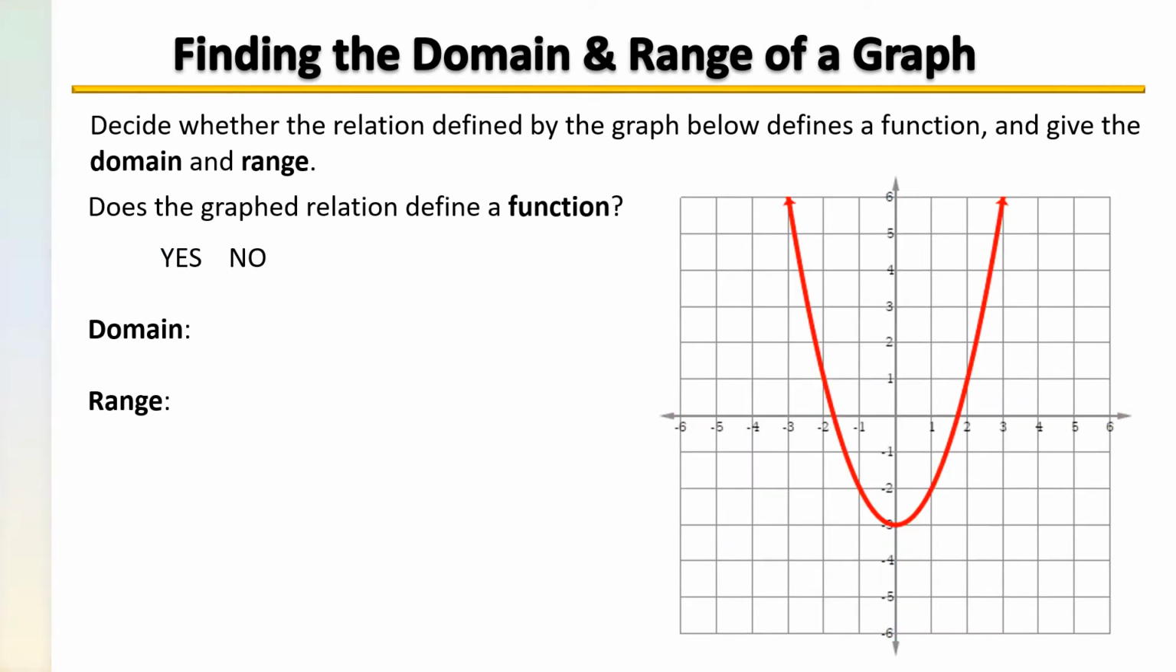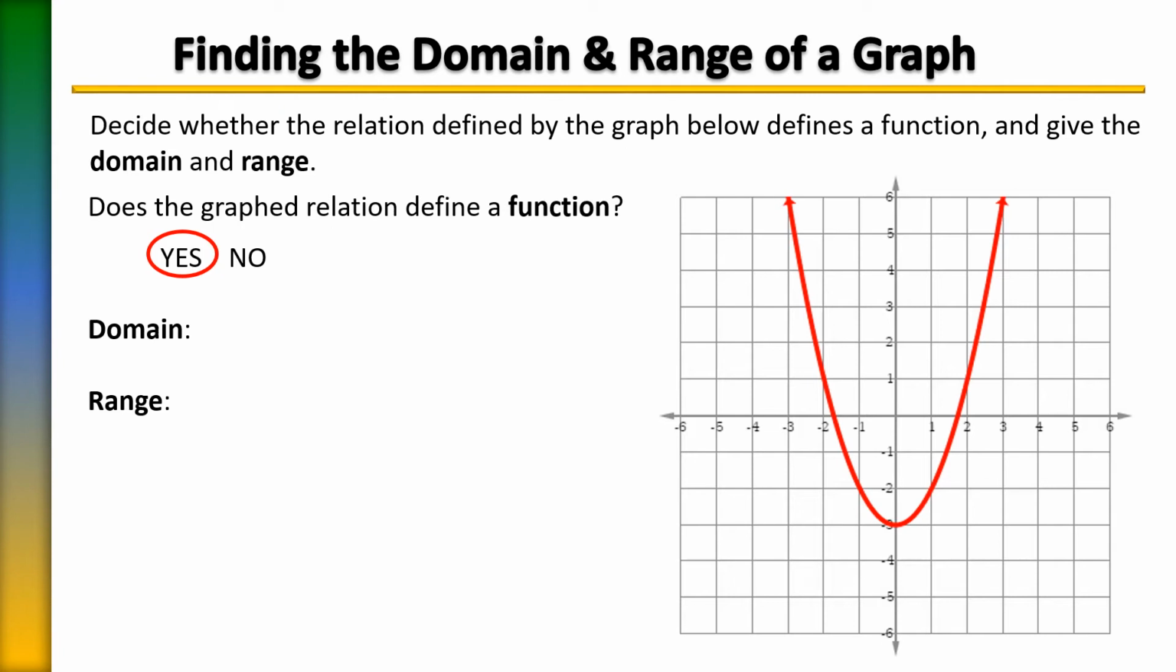In this next example, we want to determine whether the graph is a function and then find the domain and range. So let's go ahead and do the vertical line test. Recall that if we draw or imagine a vertical line through the graph at any point, if it touches in only one point, then it is a function. As you can see, it is only touching this graph at one point. So therefore, this is a graph of a function.